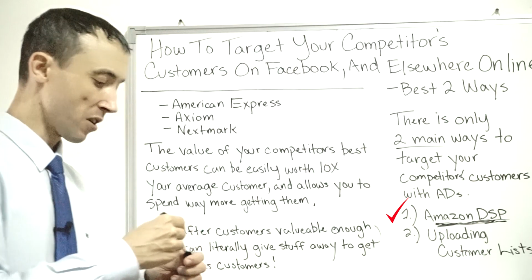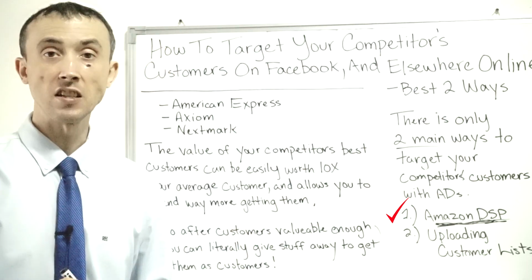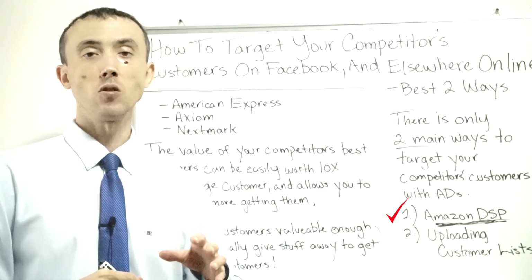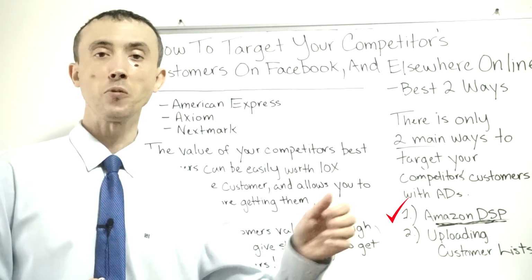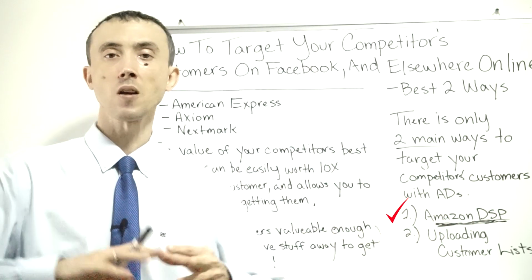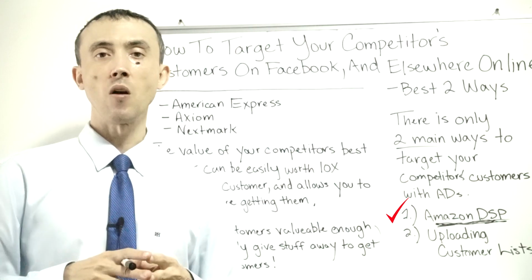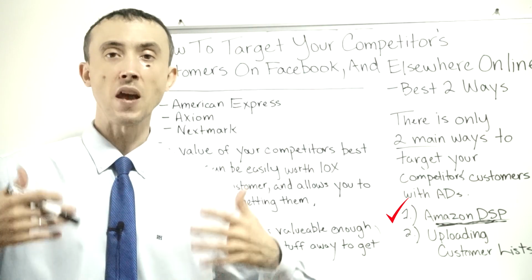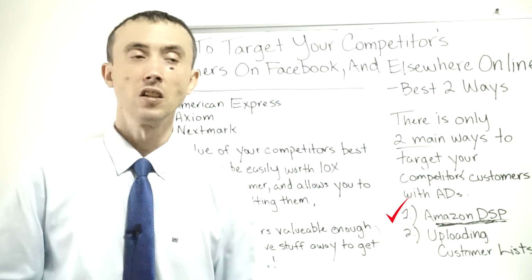Amazon DSP is an advertising network that Amazon has, and you can target people on Amazon.com through Amazon DSP, but you can also target people across the web with Amazon DSP, which is the main use for it in reality.